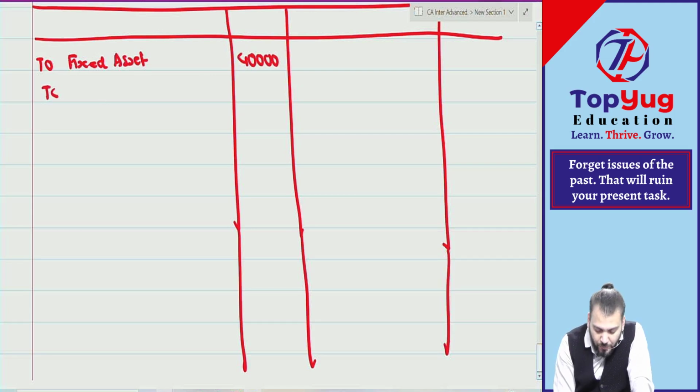Stock, how much? Debtor, how much? Gross book value, huh? And by provision, how much?